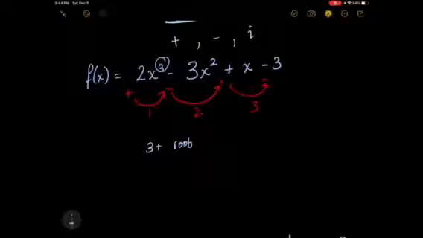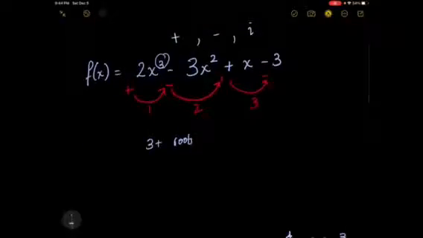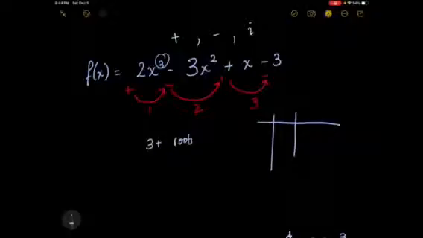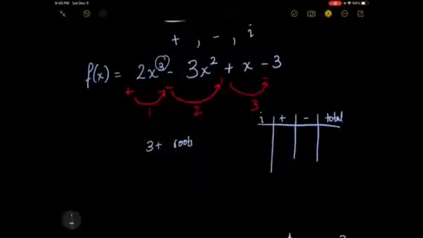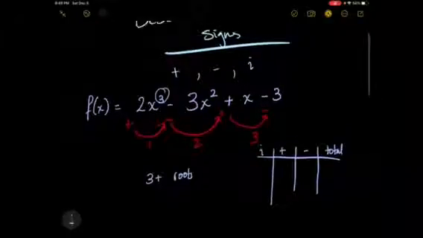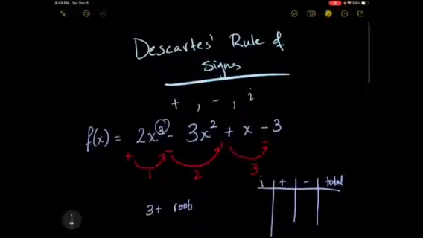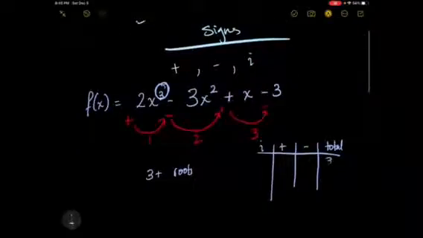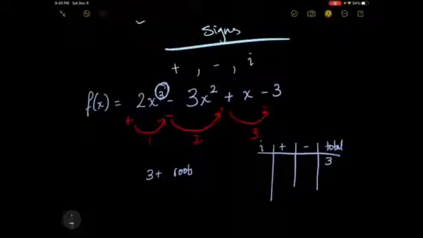Now, when we actually use Descartes' rule of signs, we want to make a table of all the possible roots. I'll label it with I, the imaginary roots, the positive roots, the negative roots, and the total number of roots possible. The total number of roots possible is the one that you can easily see. That's going to be the highest degree of the polynomial. The total number of roots of any polynomial is just the highest degree of that polynomial. So in this case, it's 3, the maximum number of roots we can have.